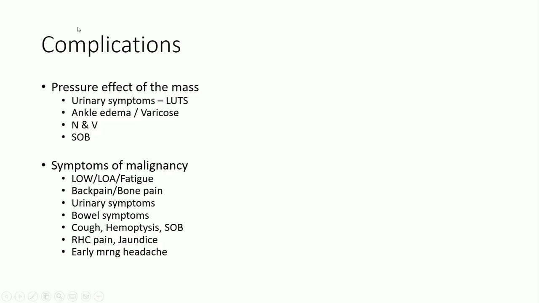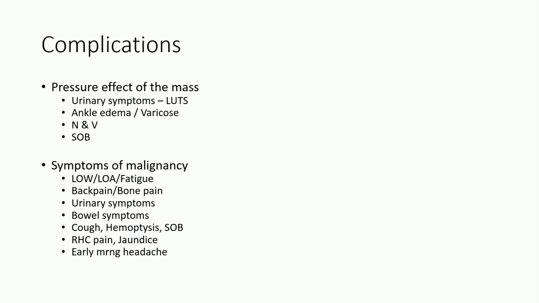Okay, and the complications, like other ovarian malignancies, there are two kinds of complication. One is due to the pressure effect, due to the size of the ovarian tumor. Some are due to the malignancy itself. Pressure effect means it can compress the urinary tract and produce symptoms of LUTS, lower urinary tract symptoms. You know the symptoms. Just ask about those symptoms and make sure whether there are symptoms of LUTS or not.